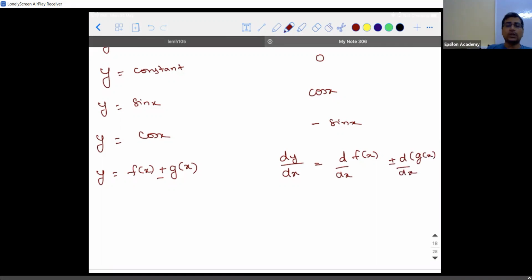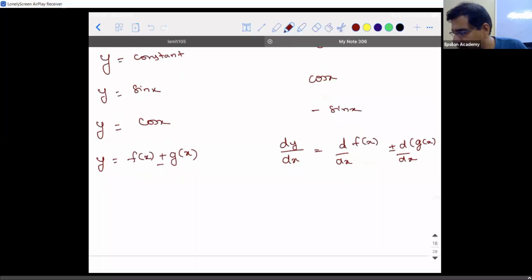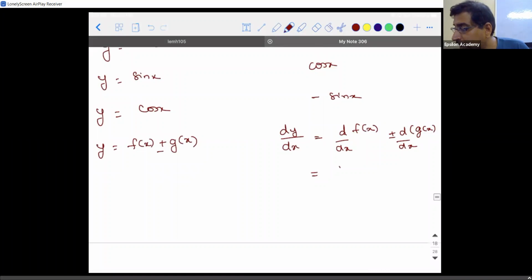That is, you will differentiate both the functions individually and then add or subtract them. This is a simple operation. I can write it as f dash of x plus g dash of x, where the dash represents the first derivative.